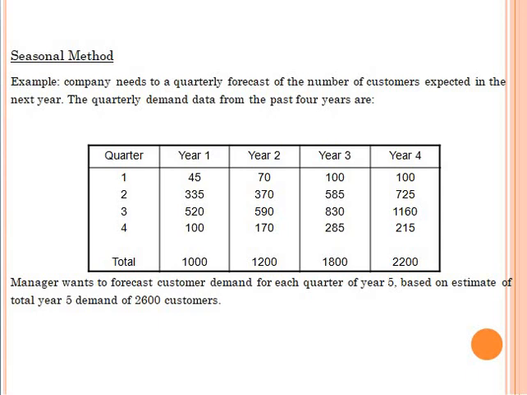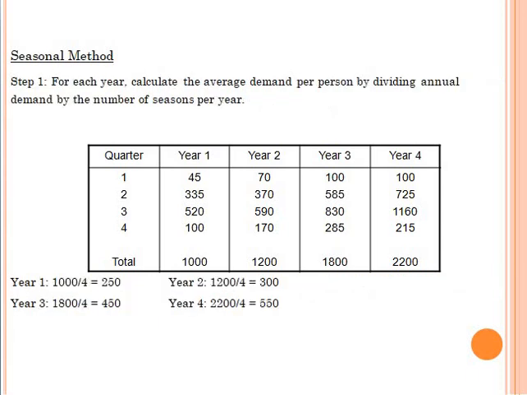Now, what's required here is that the manager wants to forecast customer demand for each quarter of year 5, and I know that the estimate of year 5's demand was 2,600 customers. So this is the total number of customers for all of year 5. I want to see how those 2,600 customers will be distributed over the quarters. So the seasonal method is a 4 steps method.